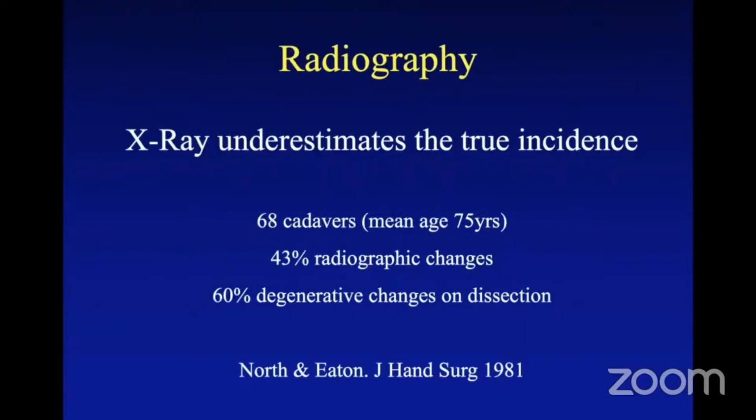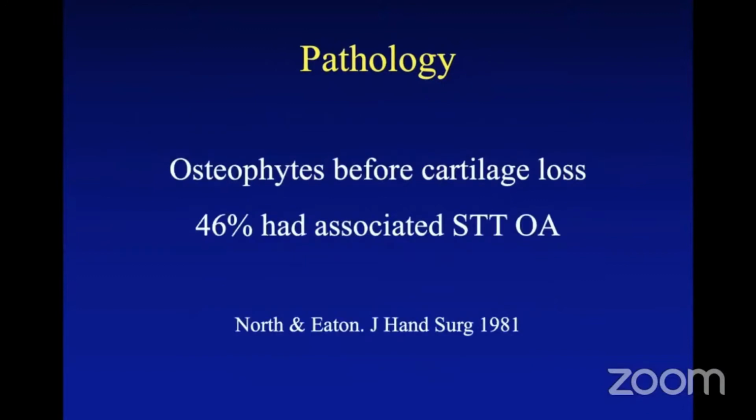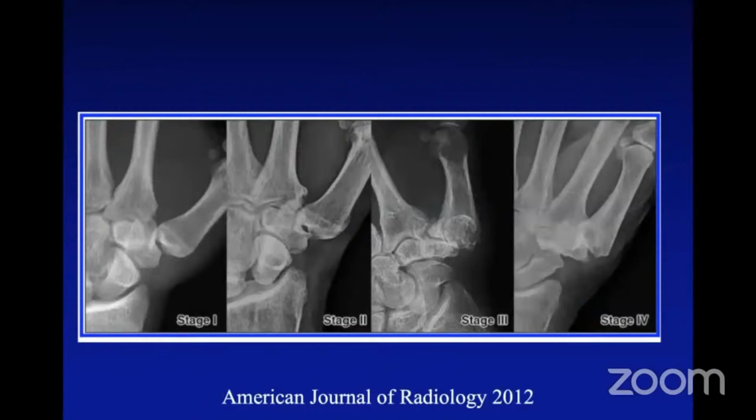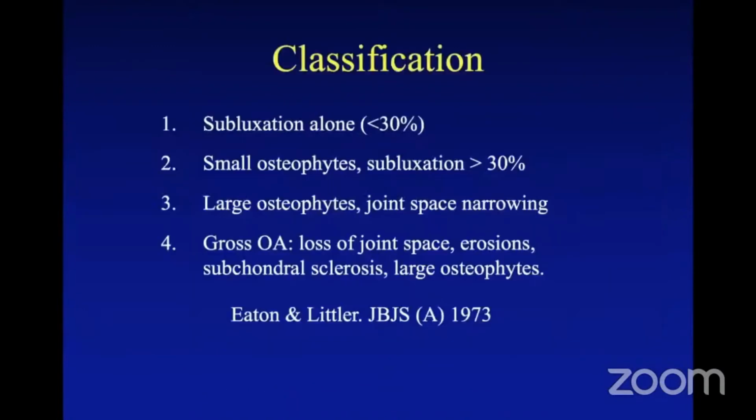An elegant cadaveric study by Richard Eaton has shown that X-rays underestimate the true evidence of arthritic changes. Osteophytes are seen before cartilage loss, and associated scaphotrapezial changes are quite common. The changes are usually progressive, with subluxation followed by osteophytes and then joint space narrowing. This progression has been classified. Some reserve grade 4 for pantrapezial osteoarthritis with changes in both the carpometacarpal and the scaphotrapezial joints.